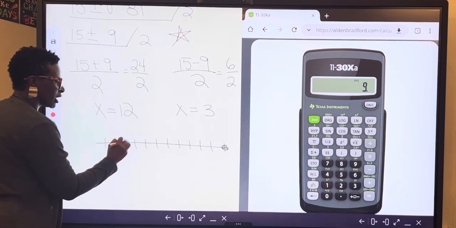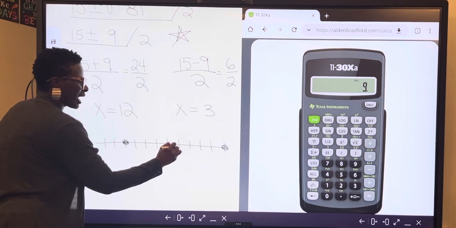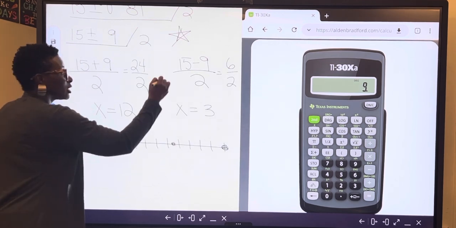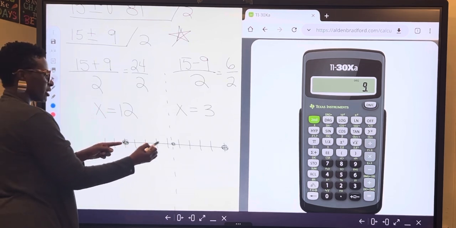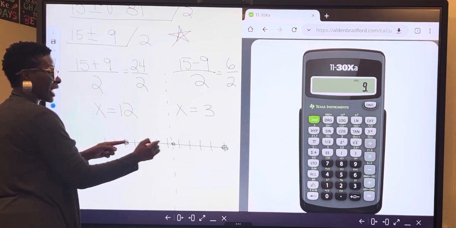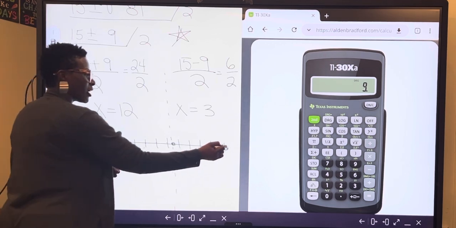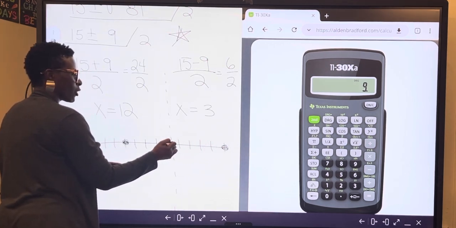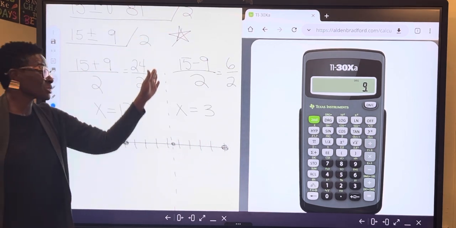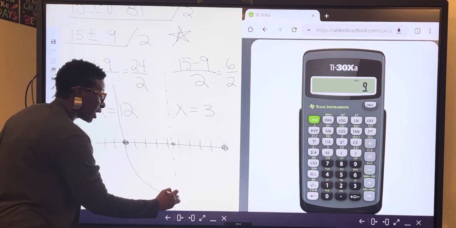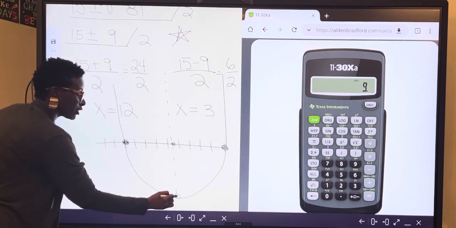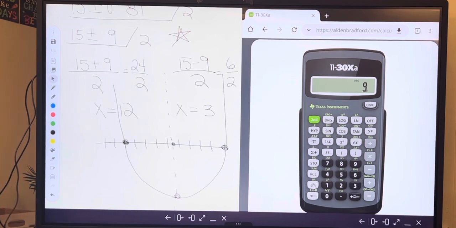7.5. 1, 2, 3, 4, 5, 6, 7, 8. 7.5 is right here. So guess what's right here? Axis of symmetry. How far is this from here? 1, 2, 3, 4.5. Y'all see that? How far is this? 1, 2, 3, 4.5. It's right smack dead in the middle. So your parabola is going to U up just like this, and your vertex is going to be somewhere here. Are y'all following me? Does that make sense? Yes?